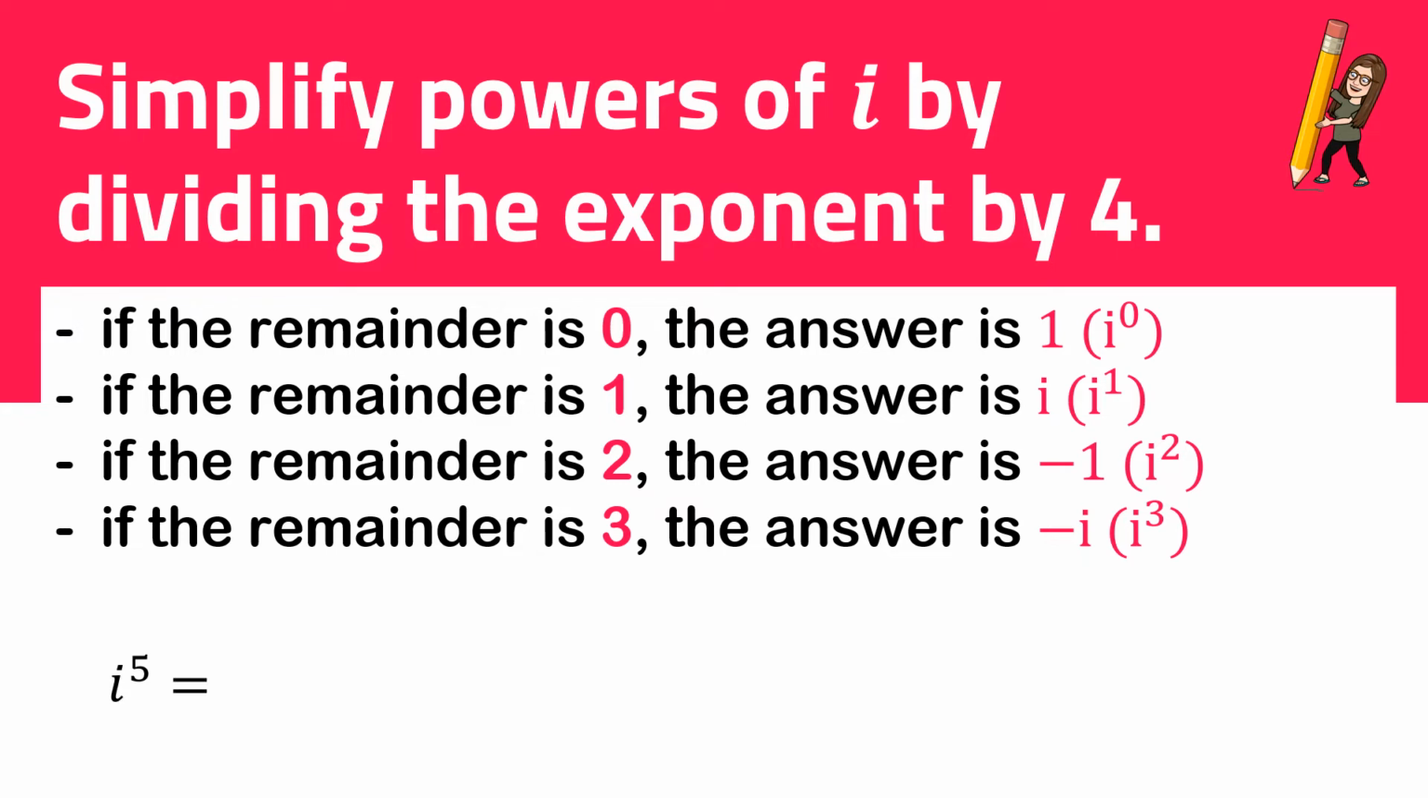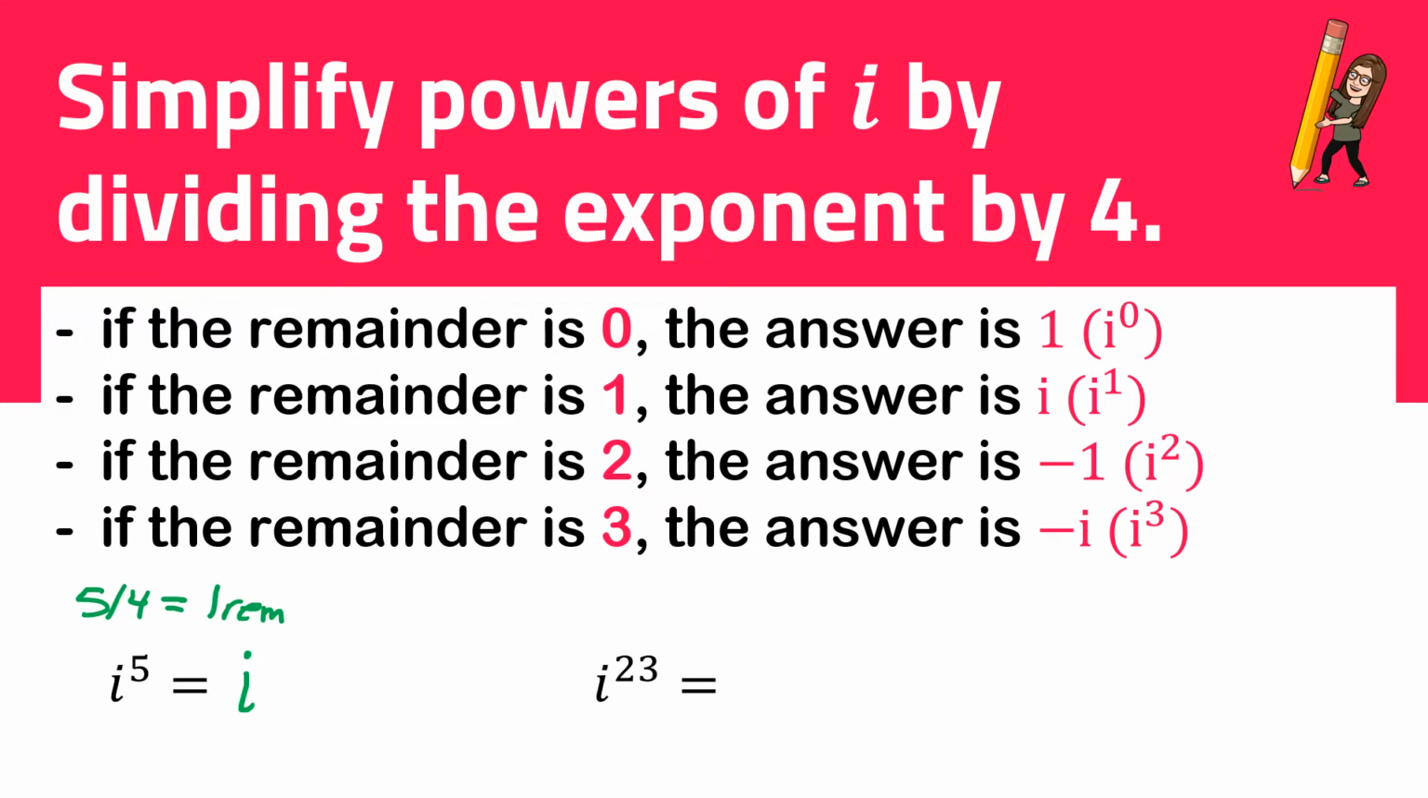So let's put this into practice. If I'm talking about i to the 5th, here's how you can think it through. There's different ways to think it through, but I'm thinking 5 divided by 4. It fits in once with a 1 remainder. So a 1 remainder means i to the 1st.